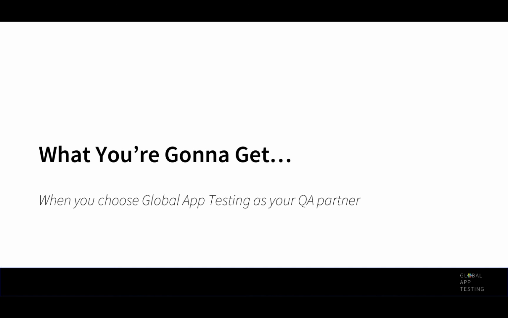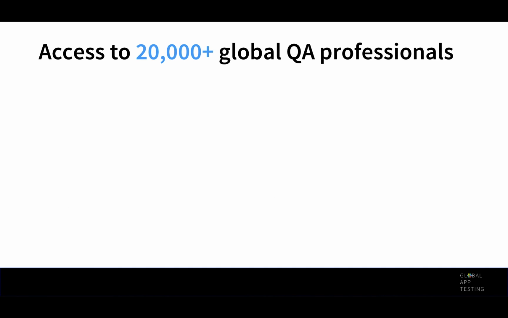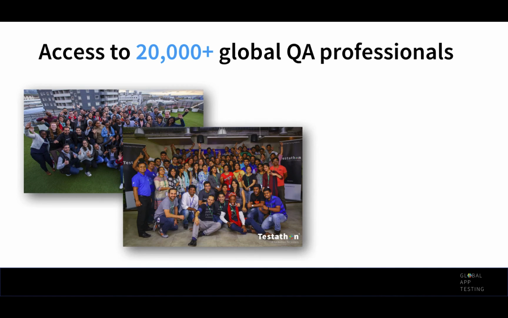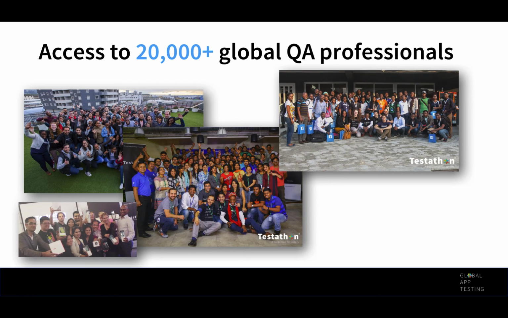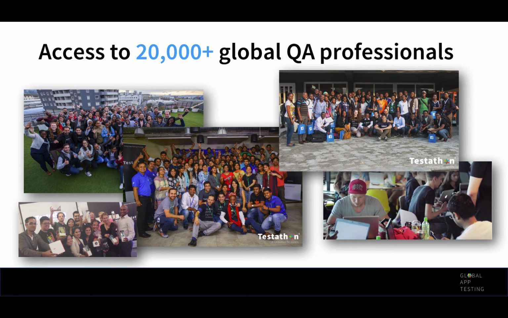So we've alluded to this crowd of professional QA testers, but we have access to 20,000 plus global QA professionals. That doesn't really mean a whole lot if you're just recruiting nameless faces. So this is us in Cape Town, this is us in Hyderabad, this is us in Lagos, this is us in Stockholm, this is us in San Francisco. And you see this little logo here that says Testathon. What we do is we do testathons.